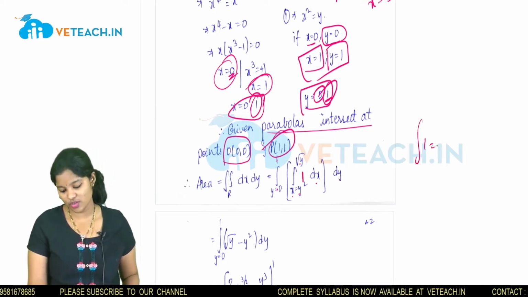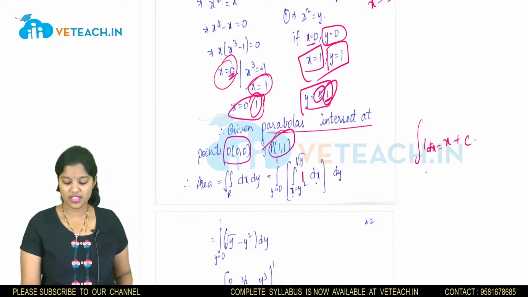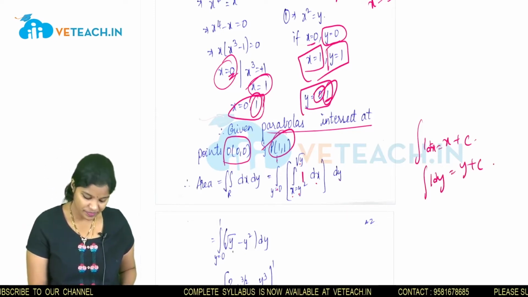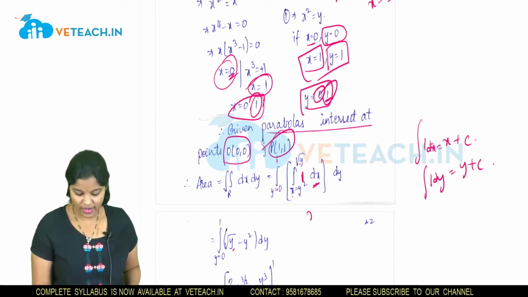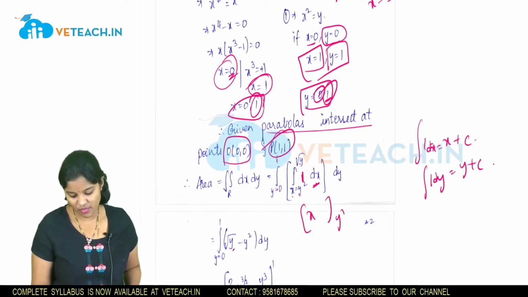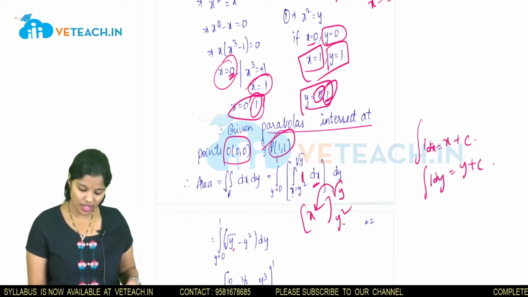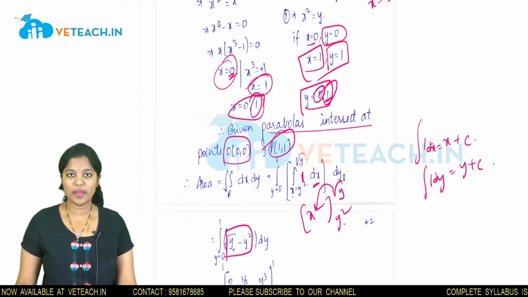Integration of 1 with respect to x is x plus c. With respect to y, it is y plus c. Here we are integrating with respect to x, so we write x, and the limits are from y square to root y. First substitute the upper limit, that is root y minus y square. Now integrate this expression with respect to y.